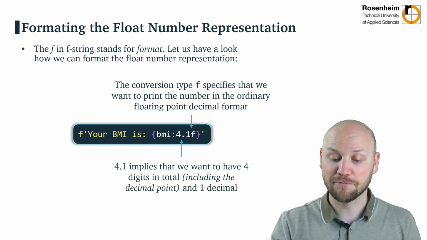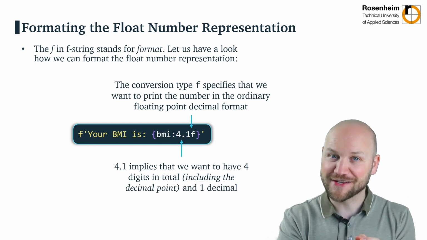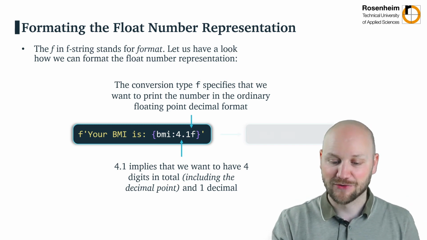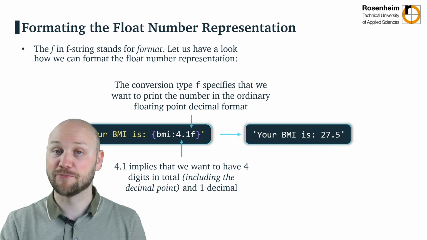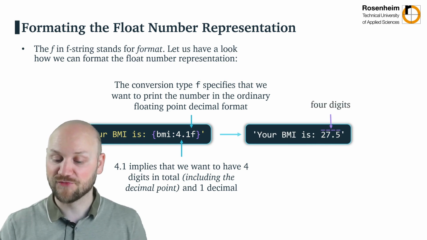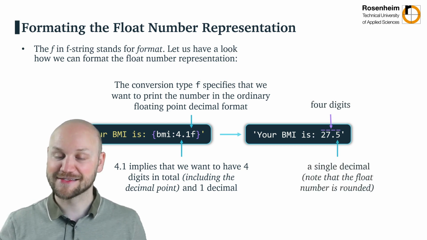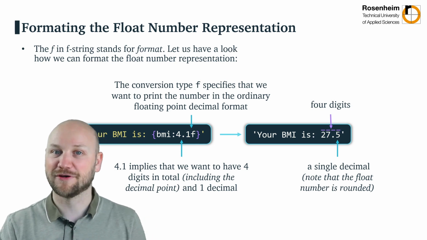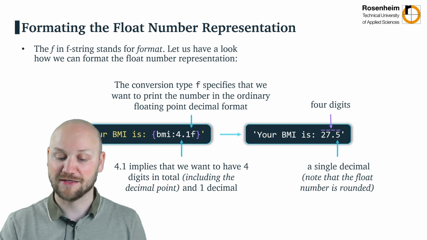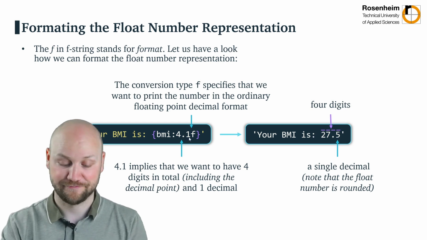So 4.1 implies that we want to have 4 digits in total and 1 digit after the decimal point. So the result is as follows. We have your BMI is 27.5. So there are actually 4 digits here as we intended to have it. And there's one single number after the decimal point, as we specified with the 1 after the dot in 4.1f.